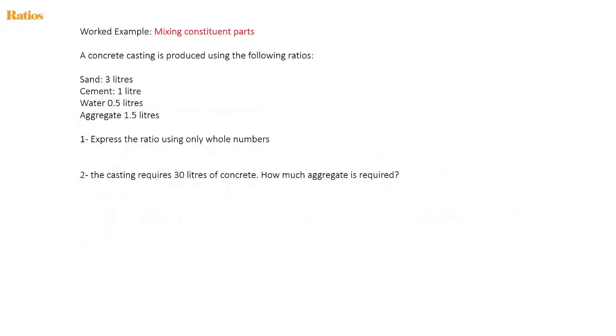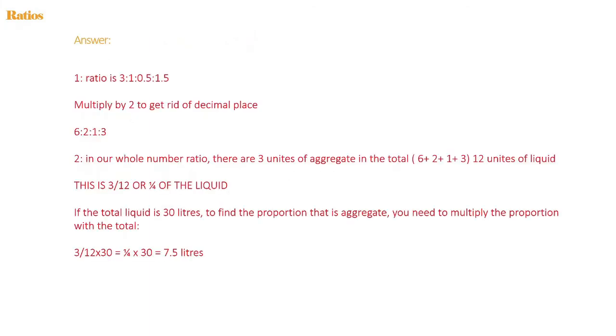So question number 2. The casting requires 30 litres of concrete. How much aggregate is required? Take our whole number ratio here, 6, 2, 1, 3. There are 3 parts of aggregate in total. So 6, 2, 1, 3. You add it all together: 6, 7, 8, 9, 10, 11, 12. It gives you a total of 12 units of liquid. So the aggregate is 3/12, or a quarter, of the total.